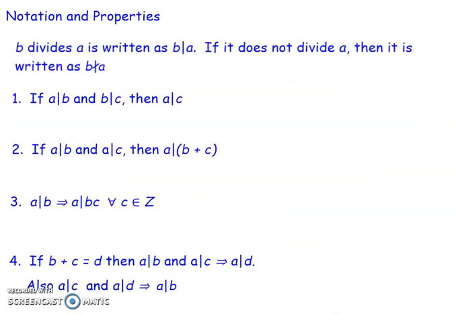Now there's a couple of bits of notation and properties we have to make sure we're aware of. B divides A can be written in this format here, so B vertical line A. And if it does not divide A, then it's written as B vertical line A, but with a line going through it. And it leads us on to 4 key things that we have to bear in mind. So the first one is that if A divides B and B divides C, then A divides C.